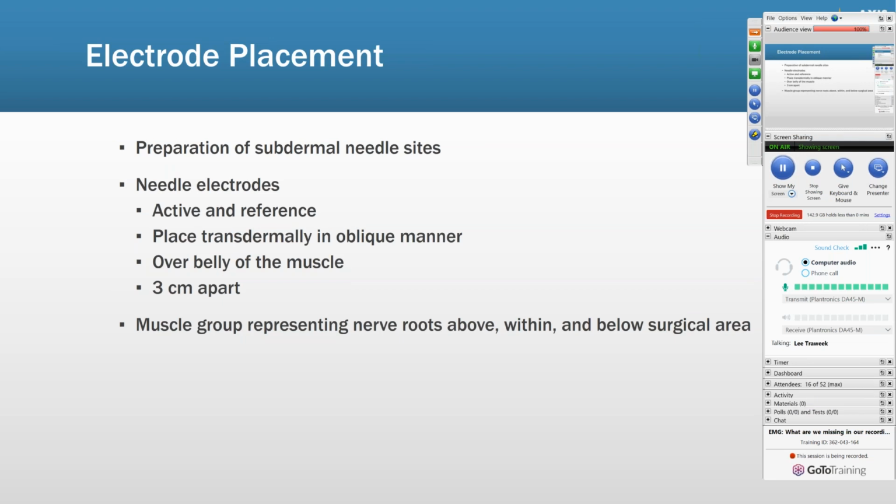The needles are placed as an active and reference, or they can be used as a bipolar. They're placed subdermally over the muscles, and they should be at least 3 centimeters apart. And whichever muscle group we are recording, we should be recording at least two roots above and two roots below.